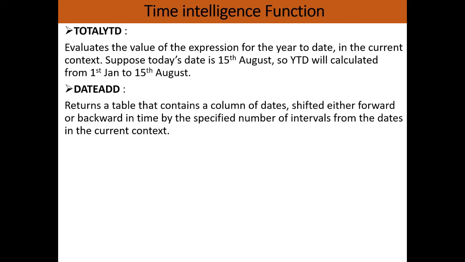Now what is the next time intelligence function? That is DATEADD. Basically it returns a table that contains a column of dates shifted either forward or backward in time by the specified number of intervals from the dates in the current context. Suppose August month is going on and we want to calculate the previous month, meaning July month sales. In that scenario we will use the DATEADD function. Or maybe this is the third quarter running, August 15th, and we have to see the sales in the previous quarter. In that scenario the DATEADD function will be used here.